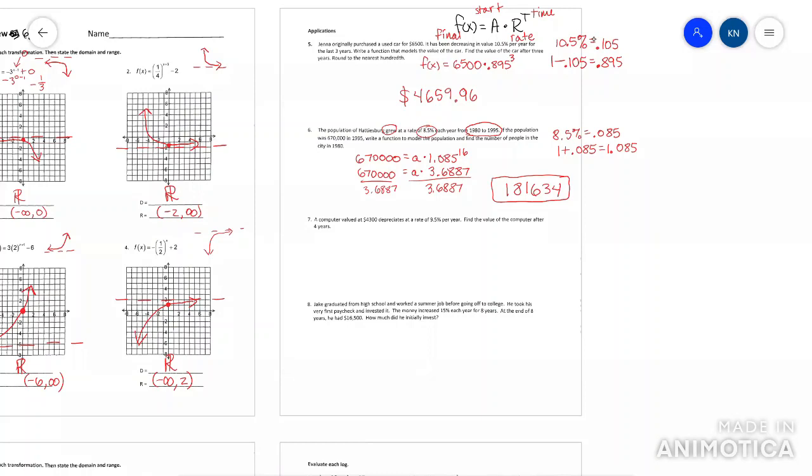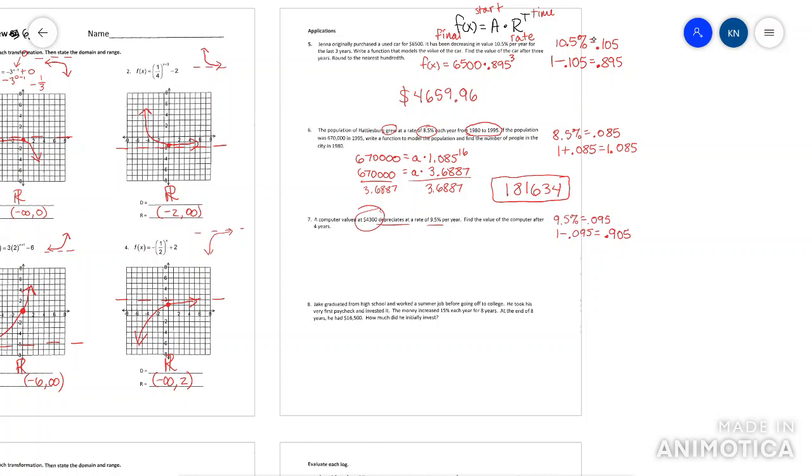All right, this next one. You have this computer valued at 4,300 and it's depreciating. So it's going down at this rate per year. 9.5% as a decimal is 0.095. Since it's going down, we're going to do 1 minus 0.095, which is 0.905. So this is my R value. And they want the computer's value after 4 years.